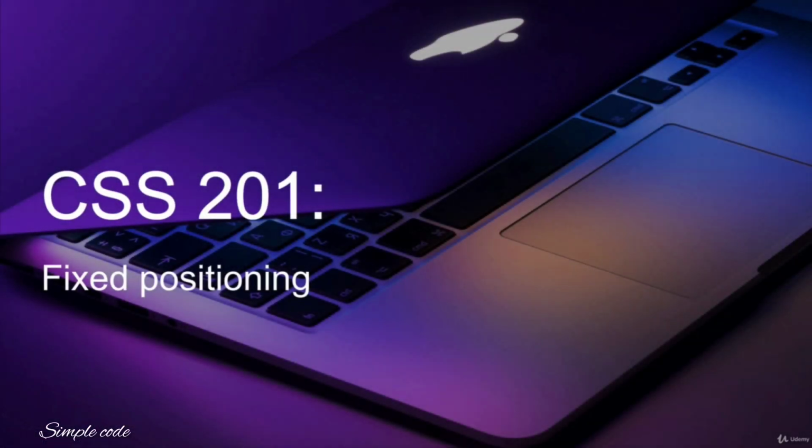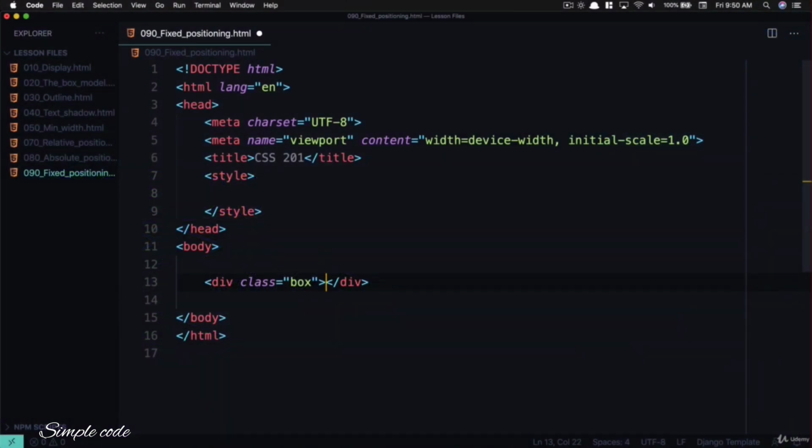Let's take a look at fixed positioning. That's a hard one to say with a microphone. Fixed positioning sticks an element to a certain part of your viewport, and it lets you slide down the page as the page moves down.